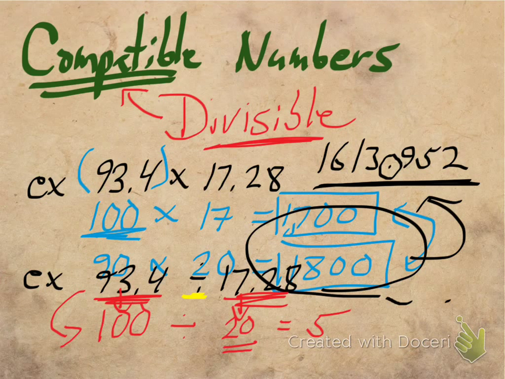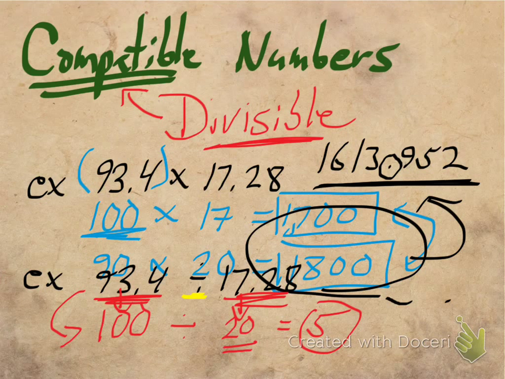If I take 93.4 and I divide by 17.28, I actually get a quotient of 5.405. So my estimate here of 5 is off by less than a half. Okay, a half of a unit. So that's a very good, very accurate estimate. And it was very easy.